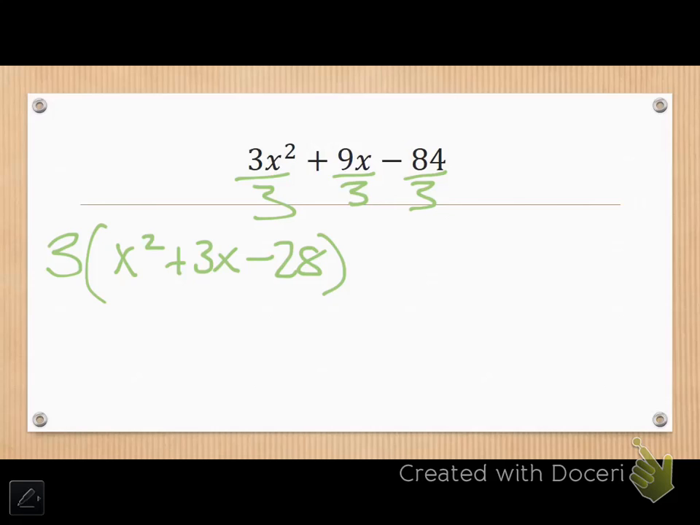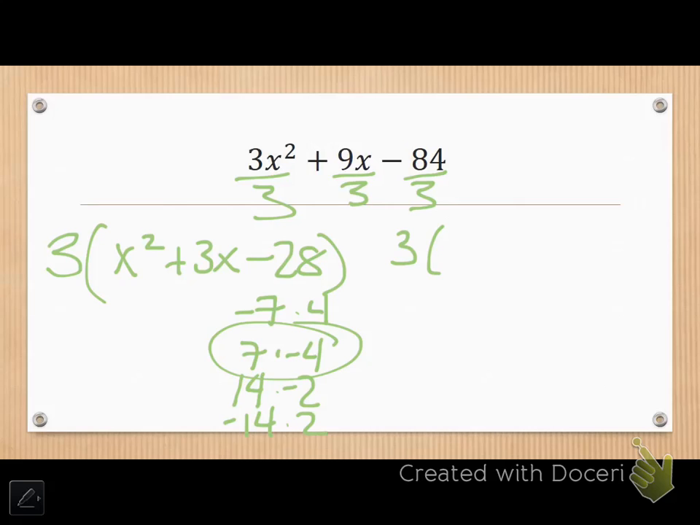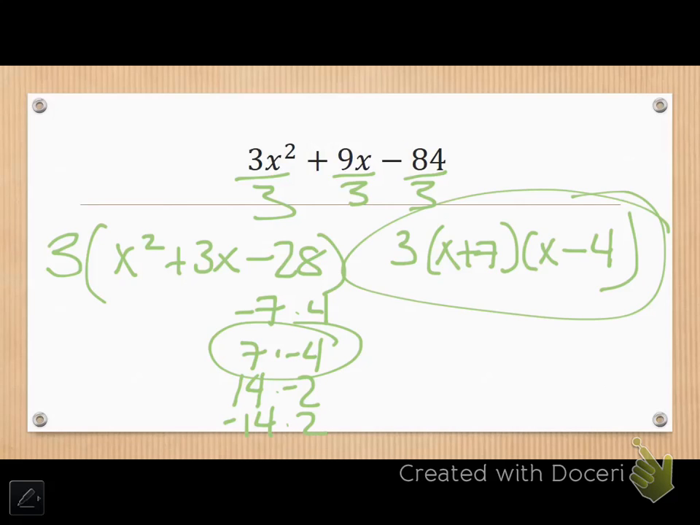So I got, let's see, negative 7 times 4, 7 times negative 4, 14 times negative 2, negative 14 times 2. 7 times negative 4 gets me it, so I'm going to have my 3 on the outside still. x plus 7, x minus 4, and we didn't send anything through, so there's my answer.